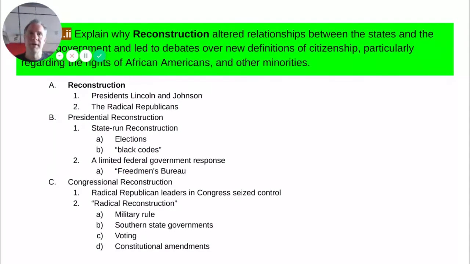There was a limited federal government response in the form of the Freedmen's Bureau, which was a federal government agency. It had some military people that led it and some civilian people. And the Freedmen's Bureau was sent down south to provide assistance to the former enslaved people. A freedman is what they initially called Black people in the South, because remember, they're not citizens.